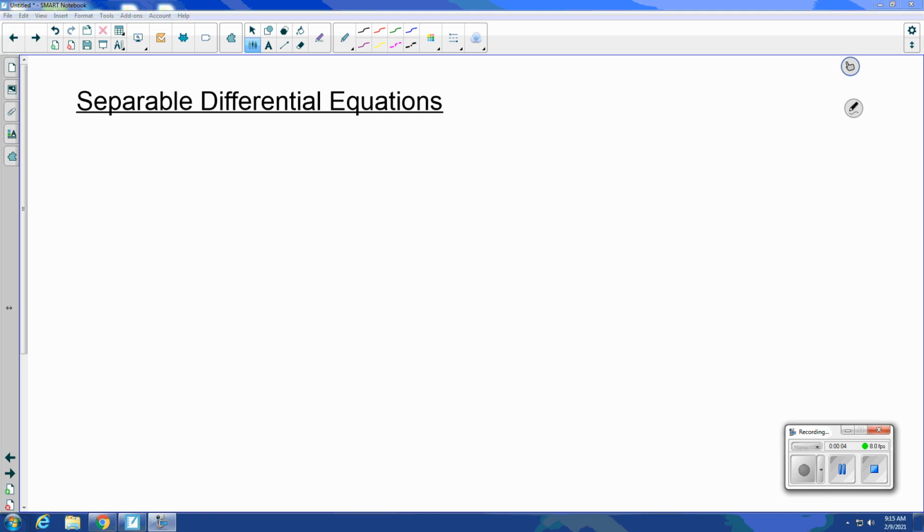Separable differential equations. What is a differential equation? A differential equation is an equation with a derivative in it, hence the name differential equation. But what makes it separable? Well, if we have a function that represents a derivative with multiple variables, we're going to choose x, y. If that function is expressed as a product of a function solely in terms of x and a function solely in terms of y, it can be deemed separable.